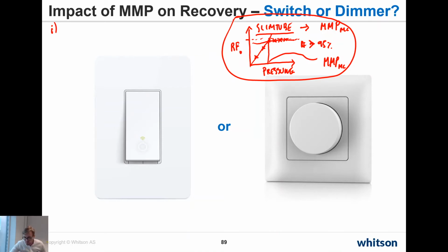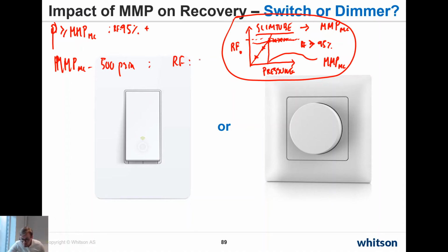So even though, when you are at the MMP, multi-contact pressure, or when your pressure is that or higher, you're guaranteed to, in that pore space, have a recovery factor that's higher than 95% or more. While let's say you are at MMP multi-contact minus, let's say, 500 psi, then your recovery factor in the slim tube is still like 70-80%.